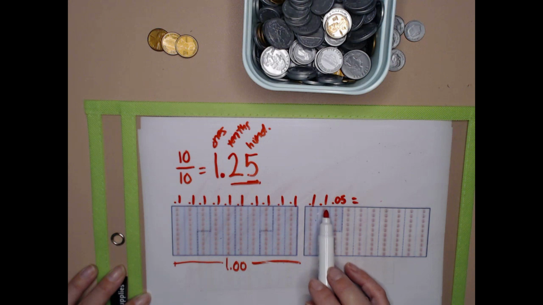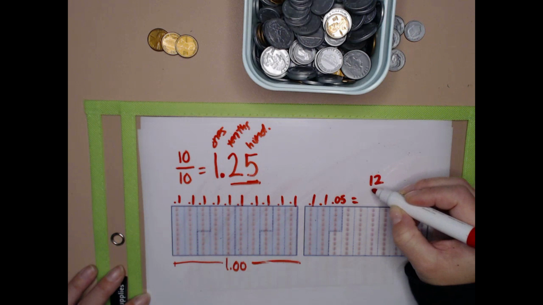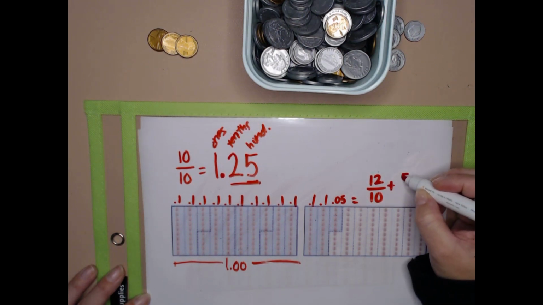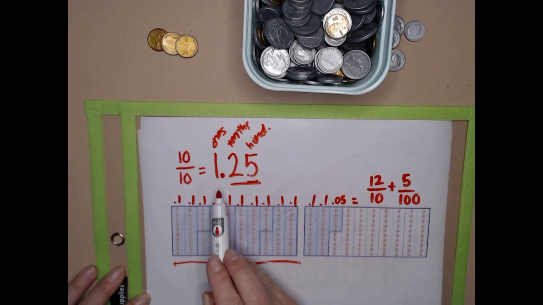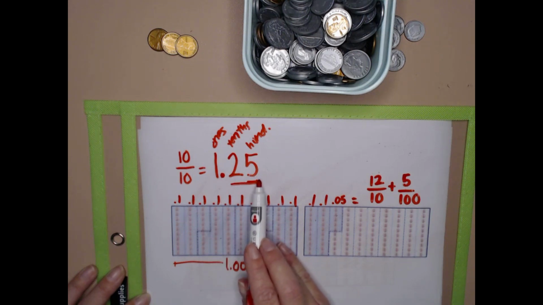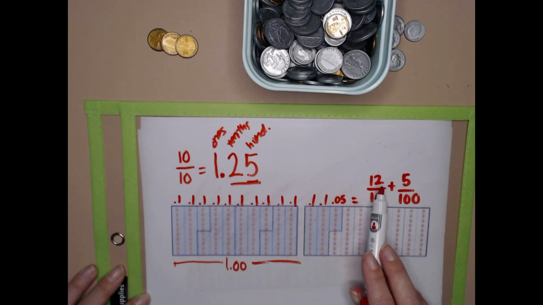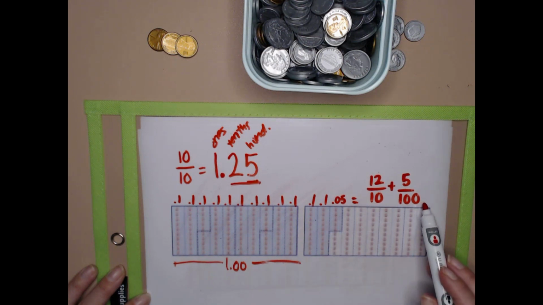11/10ths, 12/10ths. So I could have written it as 12/10ths plus 5/100ths. 1 and 25/100ths. I have 12/10ths. 12 of the 10 parts. I have 5 of the 100 parts.